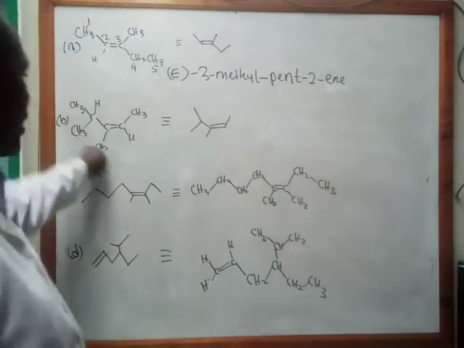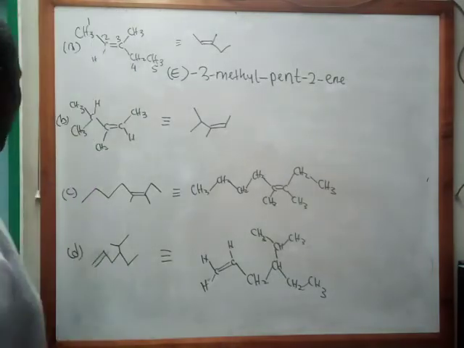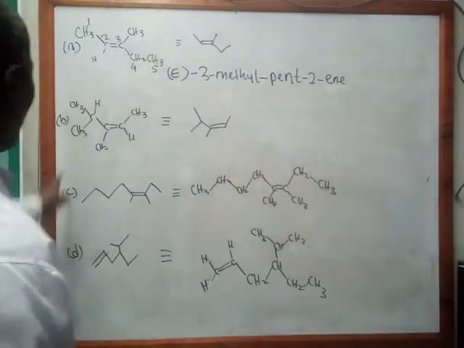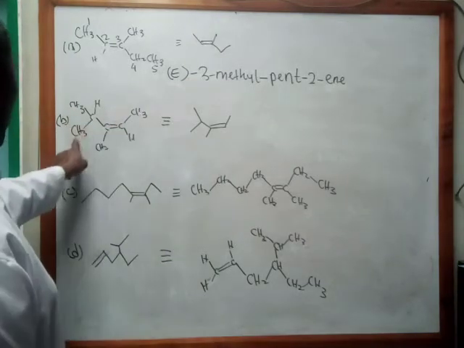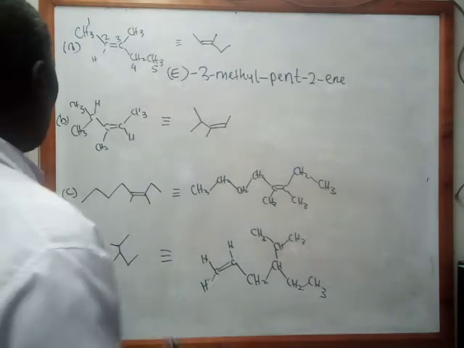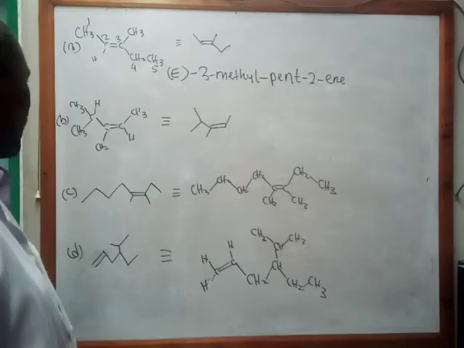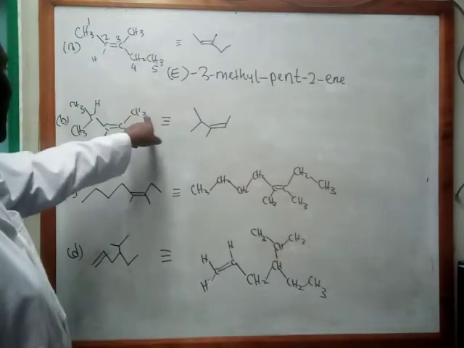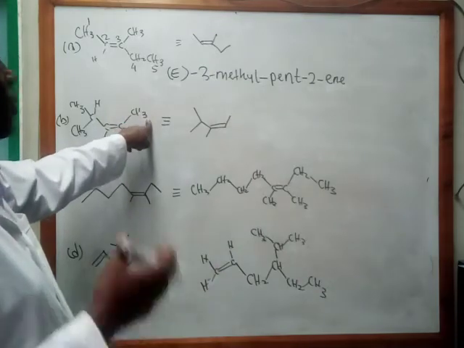So let us look at the second structure. Aha. Now, 1, 2, 3, 4, 5. 1, 2, 3, 4. Whichever way you look at it. So in this case, the longest carbon chain has got 5 carbon atoms as well. But from your right side, you get to the double bond faster.